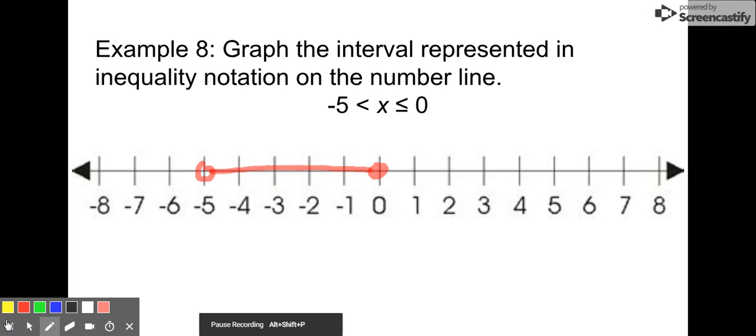So the gist here is that we have to know if we have an open or closed circle by looking at our inequality symbols. If you have less than or equal to or greater than or equal to, you're going to have a closed circle. If you have less than or greater than, you're going to have an open circle. You need to know which direction to shade, and you also need to know if you're going to have an and or an or, and that's going to help you know if the points should be connected or if you're going to just have two opposite ends going on. And that's how you graph compound inequalities.